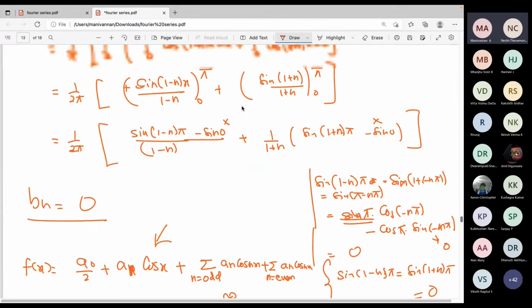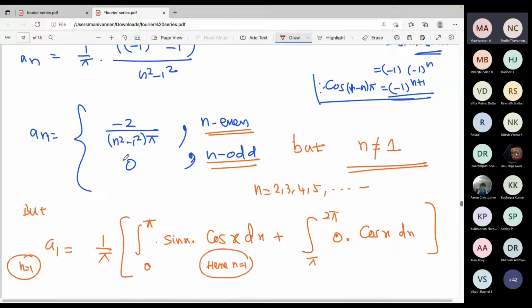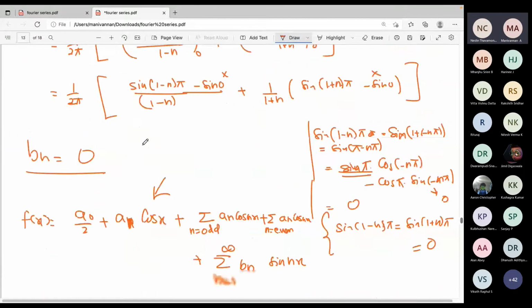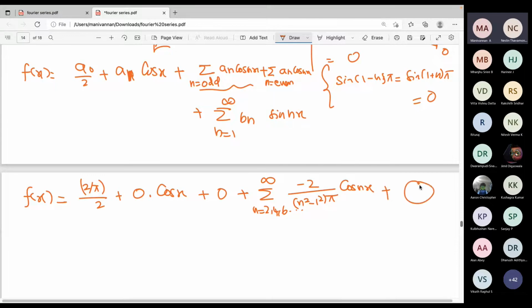Okay, what is an odd number? When n is odd in your series, it is 0, right? Yes, sir. Okay, so overall that is 0. Remaining, when n is even, meaning n equals 2, 4, 6, for these numbers it is minus 2 divided by (n square minus 1) into pi. So the remaining term is cos nx, and my bn becomes 0.